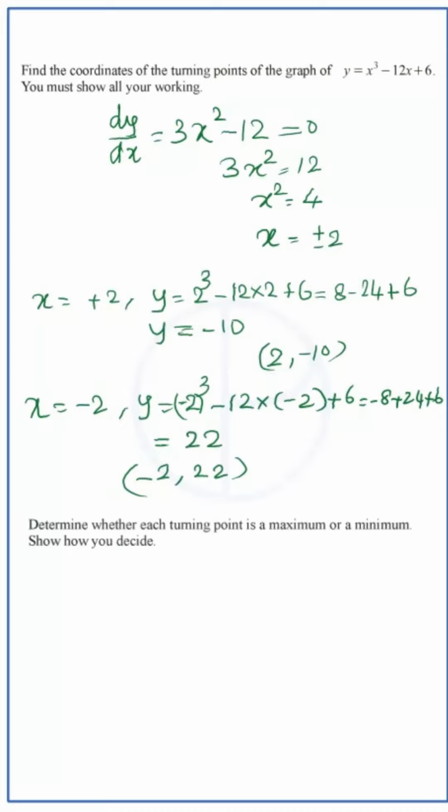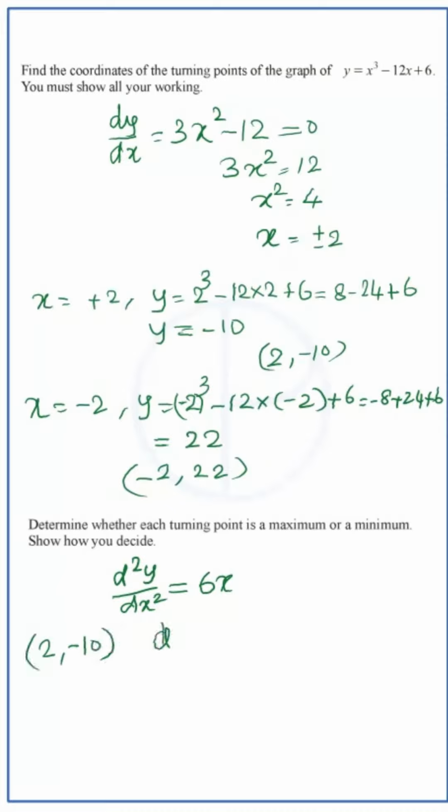Next, determine whether each turning point is a maximum or a minimum. To find whether the turning point is maximum or minimum, first we need to find d square y by dx square. D square y by dx square: we have to differentiate 3x square minus 12, which is 6x.